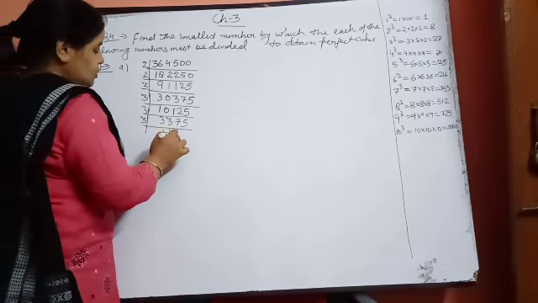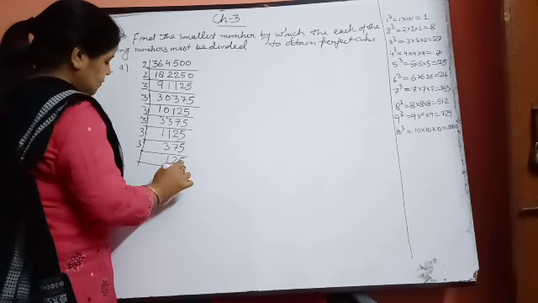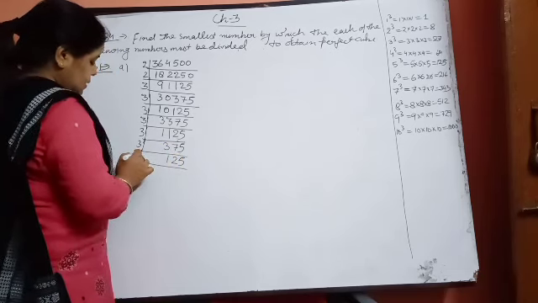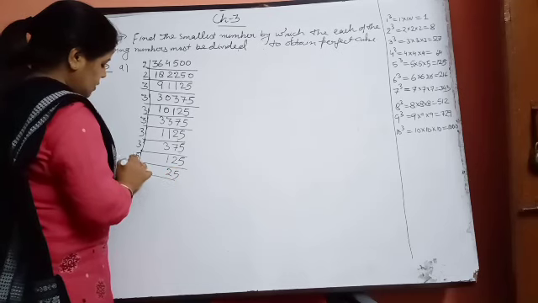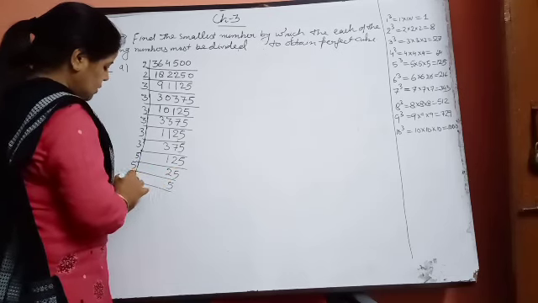Again by 3: 3 3s are 9, 3 7s are 21, or 3 5s are 15. Then by 3 again: 3 1s are 3, 3 2s are 6, or 3 5s are 15. Then it is not divisible by 3. See that it will be divisible by 5 then. 5 25s are 125, then 5 5s are 25, and finally 5 1s are 5.